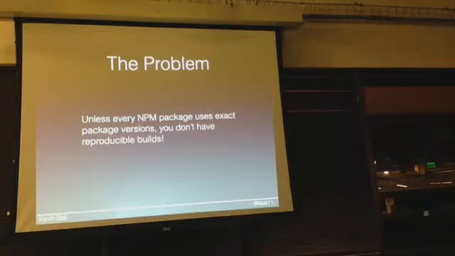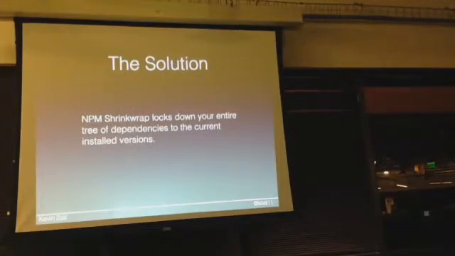So what's the solution? NPM shrinkwrap is built into NPM, and it locks down your entire tree of dependencies to the current installed versions. If you come from the Ruby world and you're familiar with Gemfile and Gemfile.lock, this is almost exactly that. It's analyzing your installed tree, saying, okay, all of those fuzzy semantic versions translated to this version, this version, this version. I'm going to write a file, npm-shrinkwrap.json, and that will be the source of truth.